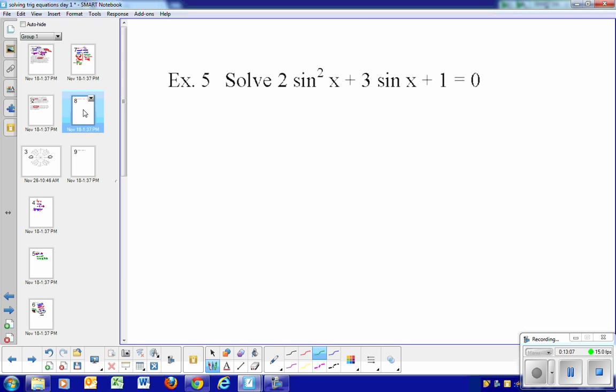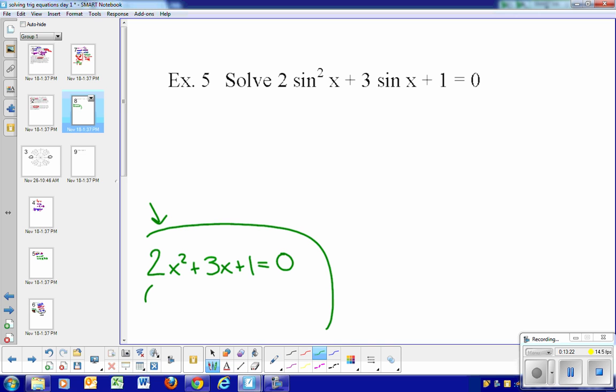It's in the same form as 2x squared plus 3x plus 1 equals 0. How would you do this side problem? Hopefully you can factor that. 2x squared is 2x and an x. The 1 in the back makes a 1 and a 1. And if you think about the signs for doing FOIL, this would have to be plus and plus in order to get 3x right there.